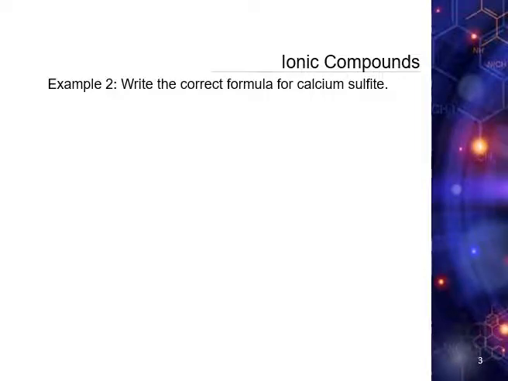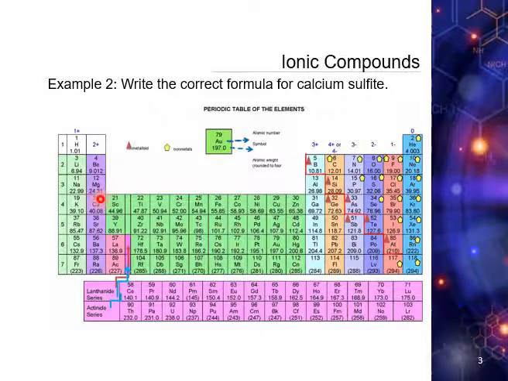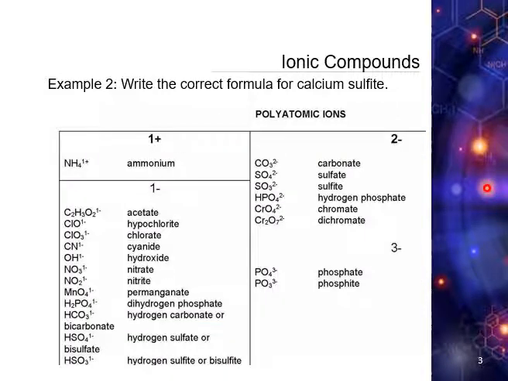Write the correct formula for calcium sulfite. Calcium is +2, it's in the second column. Sulfite is a polyatomic ion. It's SO3 with a -2 charge. Notice there is sulfate, which is SO4. Sulfite is SO3. The ate always has one more oxygen than the ite.